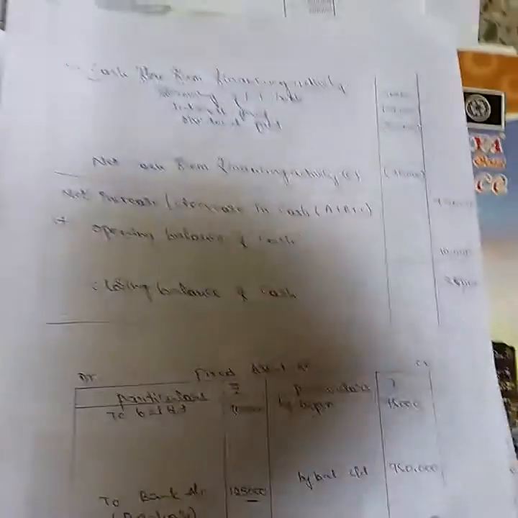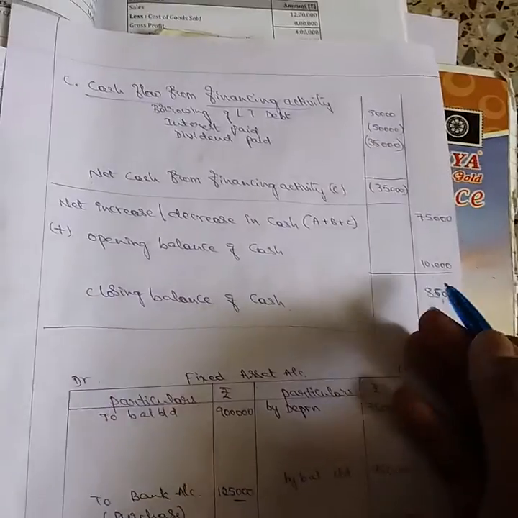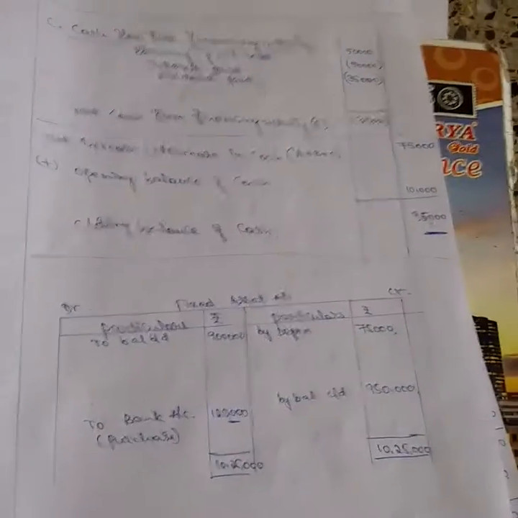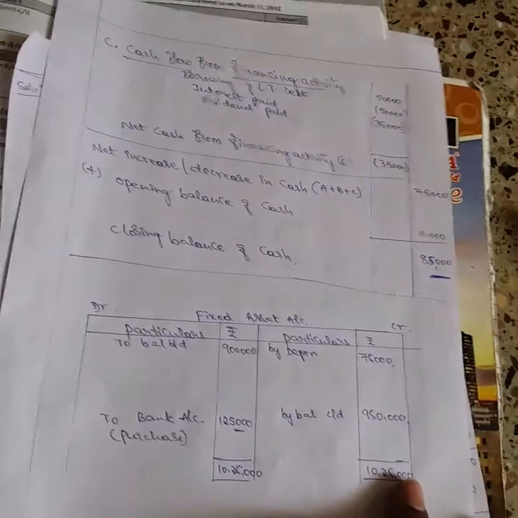Positive 75,000. Add the opening balance of cash, 10,000. So the closing balance of cash will be 85,000. So this is the explanation of problem 9.